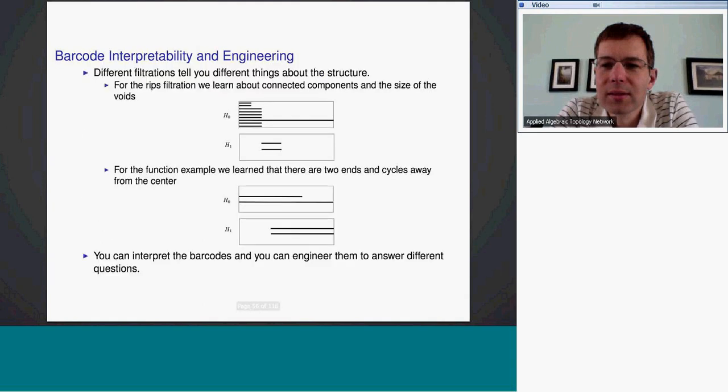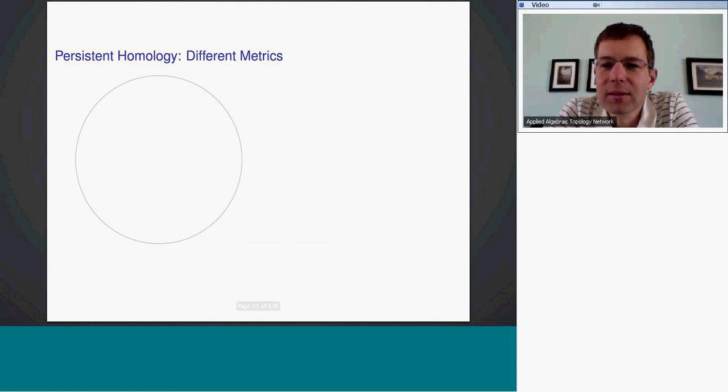Okay. So right here, the point is that one, barcodes are interpretable, and two, you can engineer them to extract specific kinds of information in a systematic way from the chemical compounds. So just one small point here is that there are two different metrics floating around: a graph metric and an embedded metric, so just the Euclidean distance for the compound sitting in three-dimensional space. And I want to point out that these give different information.